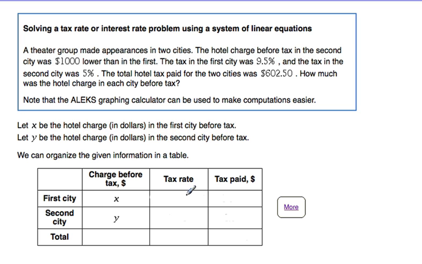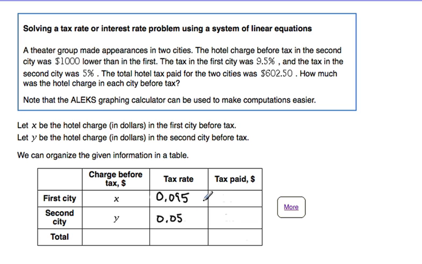Both tax rates are given to us as percents. However, we are going to change them into decimals. In order to change a percent into a decimal, you divide by 100. Dividing by 100 is essentially the same as moving the decimal point two spaces to the left. So 9.5% is going to become 0.095. 5% is going to become 0.05.